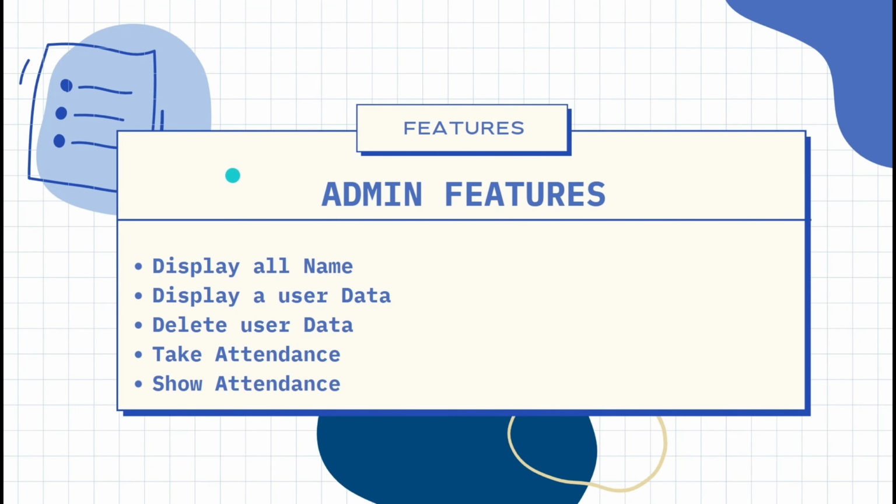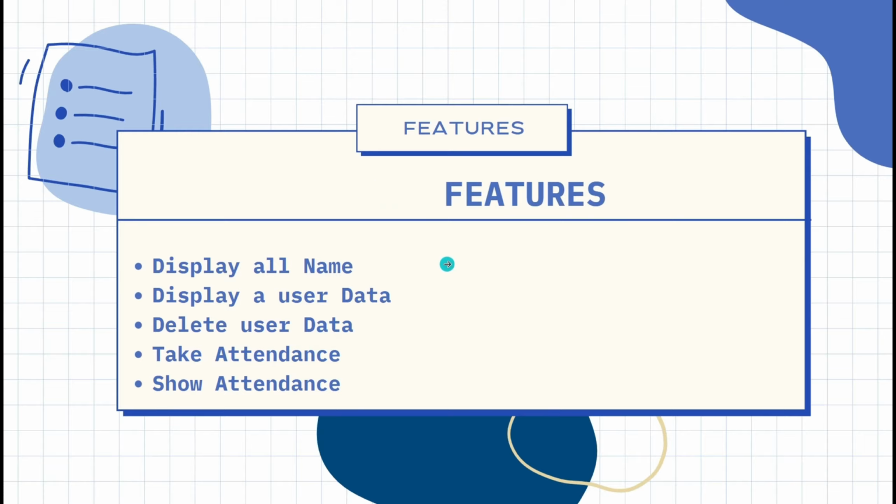So in my part is about our system function and feature, which is gonna cover the main function that we have and gonna use in our attendance management system. First is admin feature. Admin feature including some functions such as display all name, display a user data, delete user data, take attendance, and show attendance.